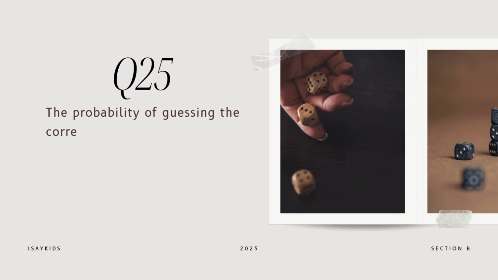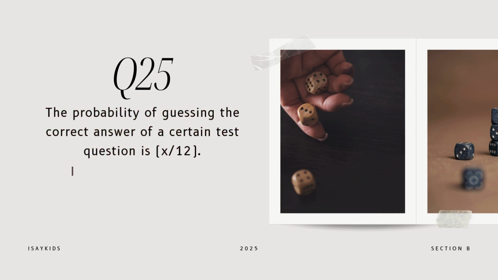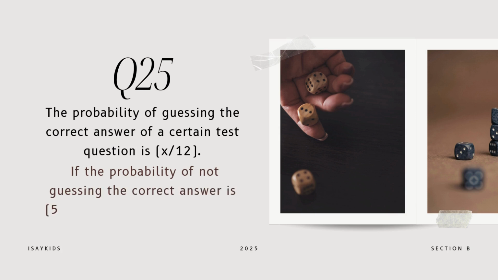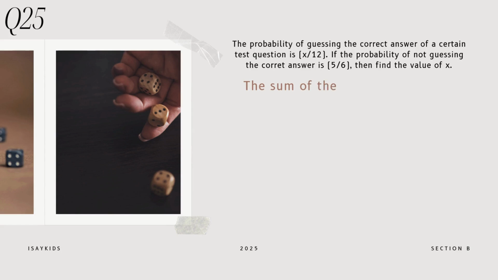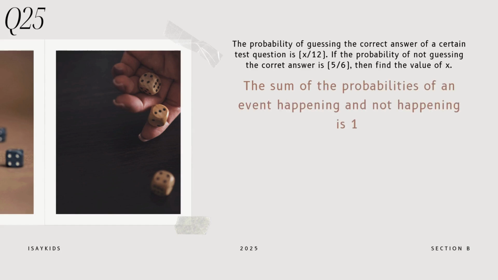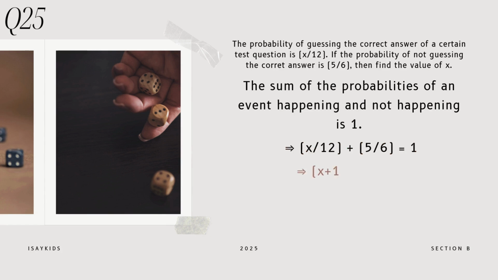The probability of guessing the correct answer of a certain question is x by 12. If the probability of not guessing the correct answer is 5 by 6, then find the value of x. The sum of probabilities of an event occurring and not occurring equals 1. So x by 12 plus 5 by 6 is 1. On further solving, we get x as 2.